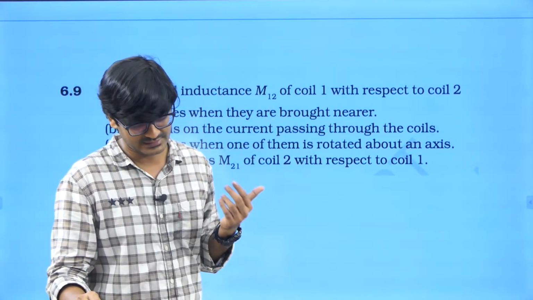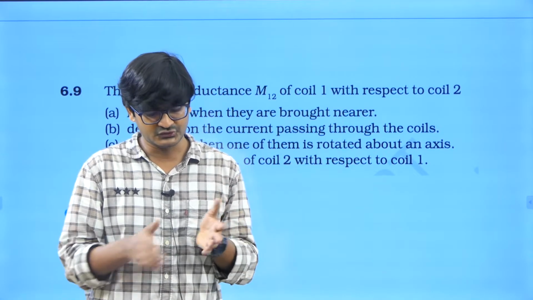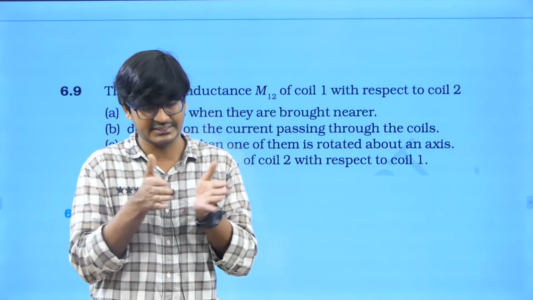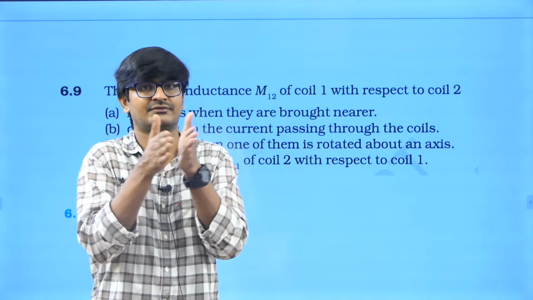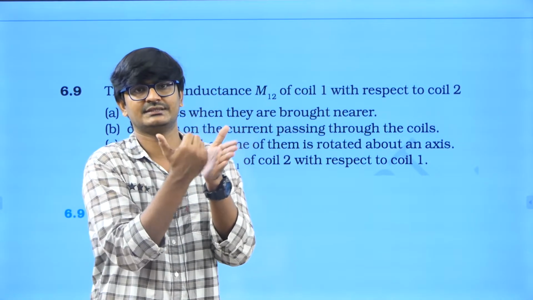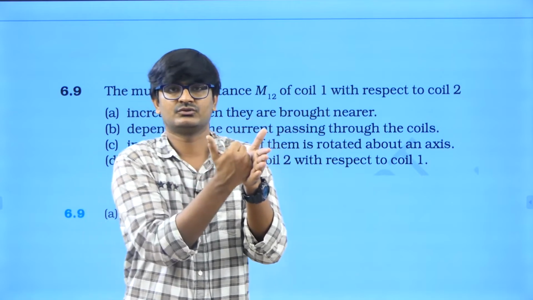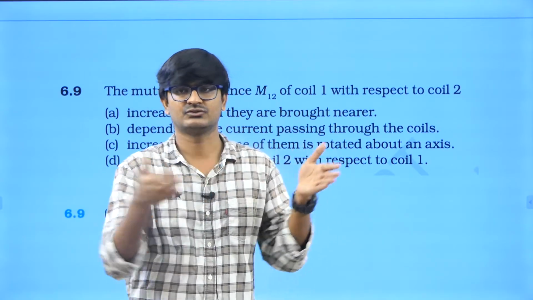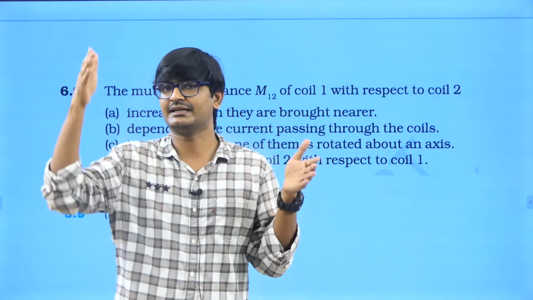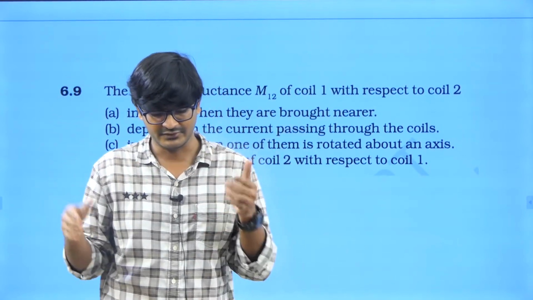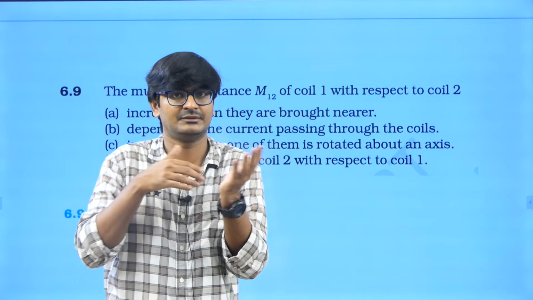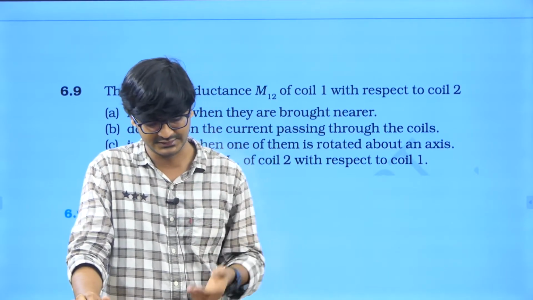Anyway, option D I am not going to talk much about. Now, mutual inductance will increase when they are brought nearer. Is that so? Yes, when you bring them nearer and pass some current through this loop, what will happen? There will be magnetic flux, right? So when you bring these two closer, the magnetic flux piercing through this one is going to increase. So when you bring them closer, mutual inductance will increase because flux increases.